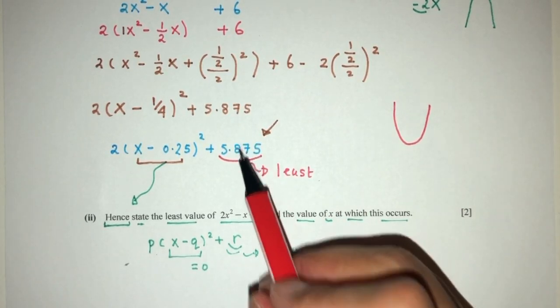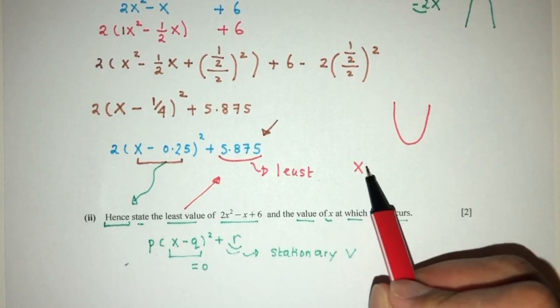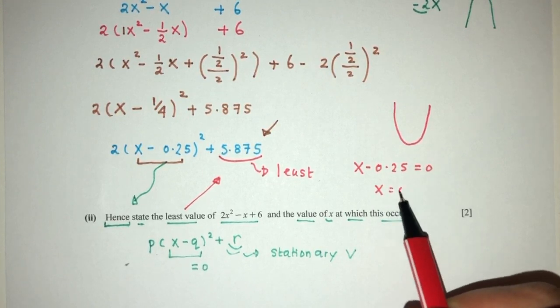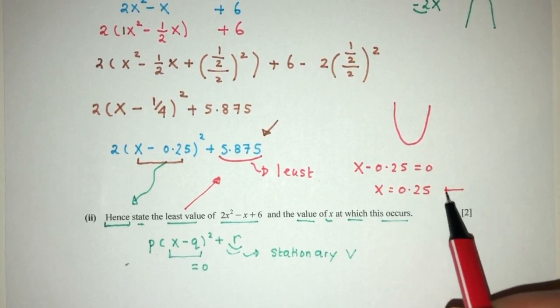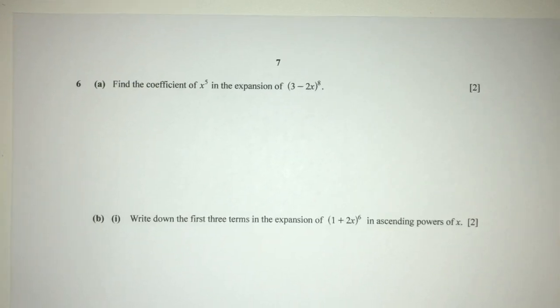So this is the least value, and the value at which it occurs will be x minus this equals 0. So x will have to be 0.25 as your answer. This is question number 5. Okay, so let's move on to question number 6.